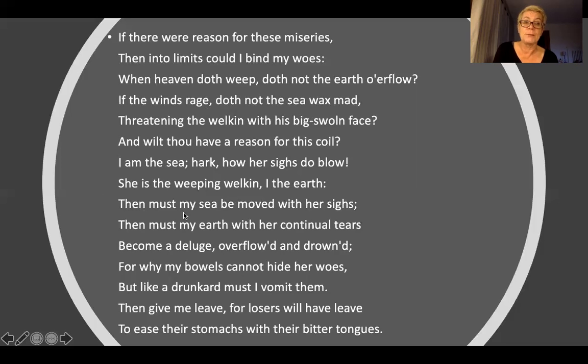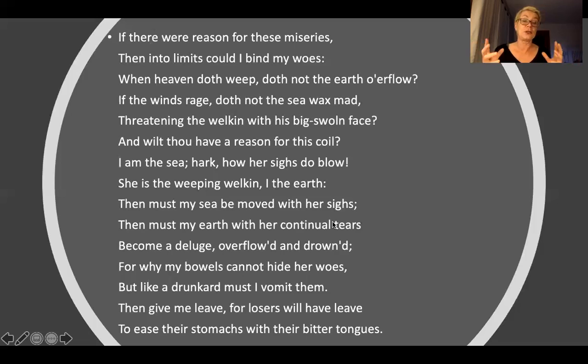And because of this, my sea must be moved with her sighs. In other words, when she breathes a hurricane, I must become a tsunami. My earth, with her continual tears, must become a deluge, overflowed and drowned. The incredible rainstorm coming from her tears absolutely drowns me. I am a field that is drowned with her tears. So, kind of interesting, isn't it? That all of this is one logical progression that holds together to come to the conclusion here.